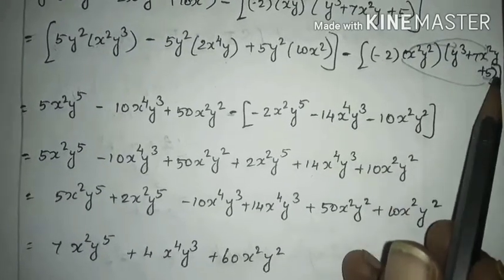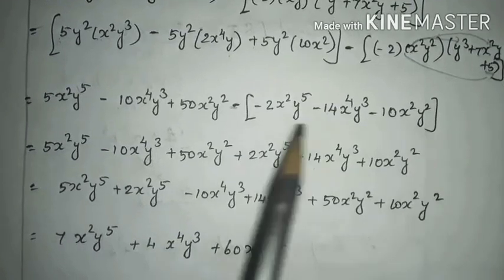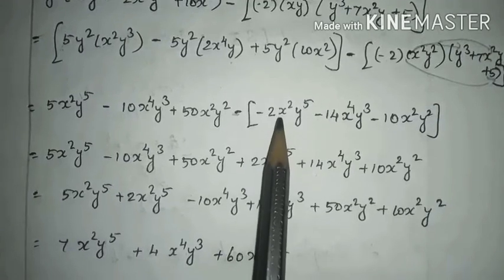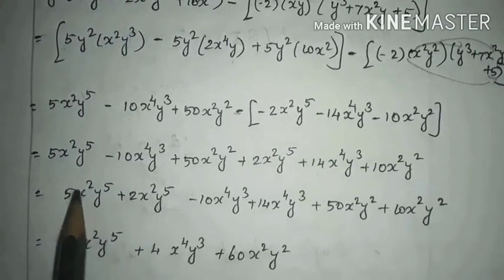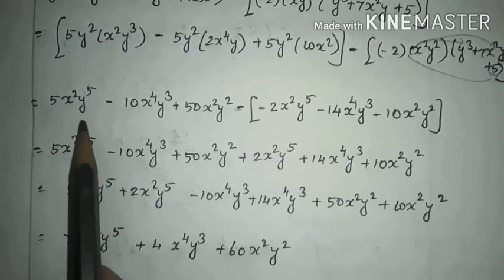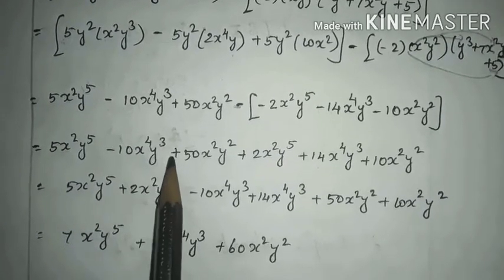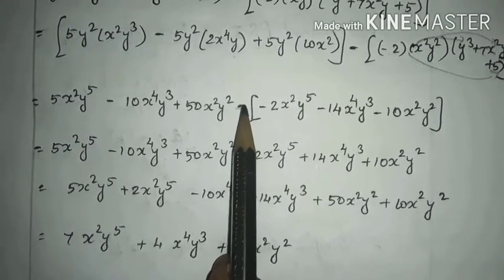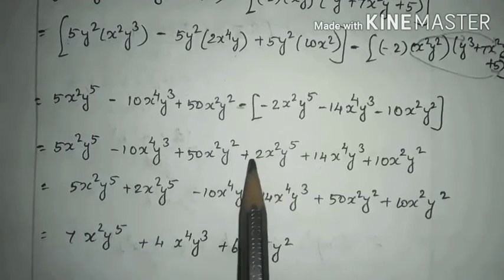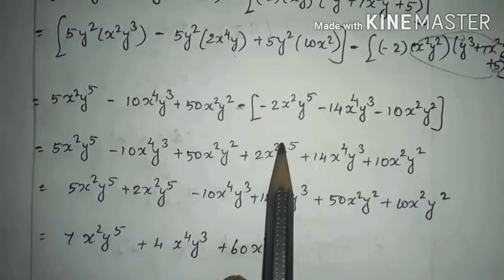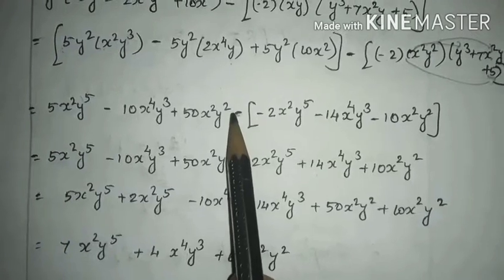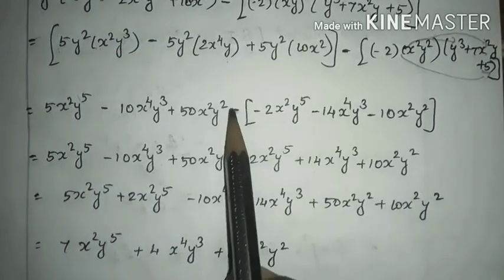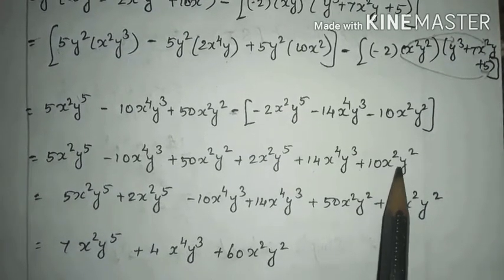After multiplying with all the three terms you have to remove this bracket. Since we have a minus sign outside the bracket, you have to change the signs of all the terms inside the bracket. Then we get 5 x square y power 5 minus 10 x power 4 y cube plus 50 x square y square. When we are removing this bracket, since we have a minus sign, this minus becomes positive. Therefore plus 2 x square y power 5, again we have minus, when multiplied with minus into minus we get positive, that is plus 14 x power 4 y cube, again minus into minus plus 10 x square y square.